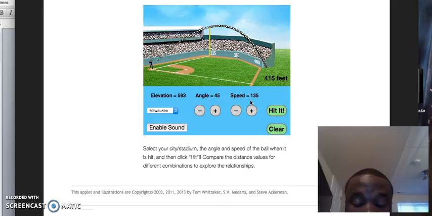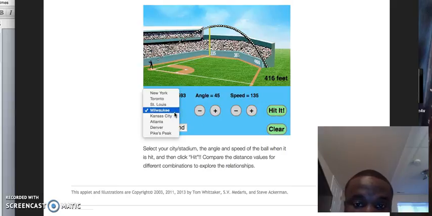Now you can change any of these to your liking. For example, I can change the speed and keep the same elevation. I can change the angle, I can change the speed, and I can have a different elevation. So if I'm a pitcher, one thing I want to keep in mind would be to play at a very high elevation with a 45-degree angle and the highest speed possible.